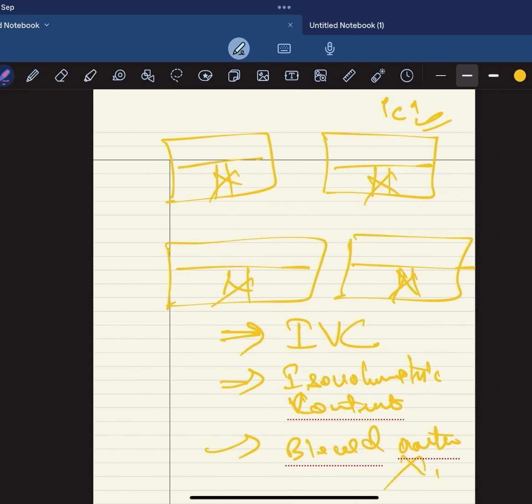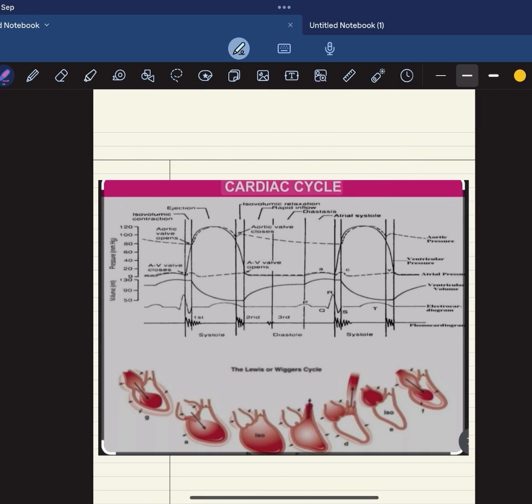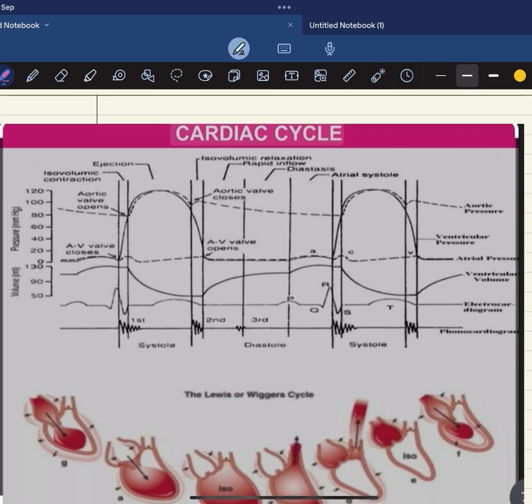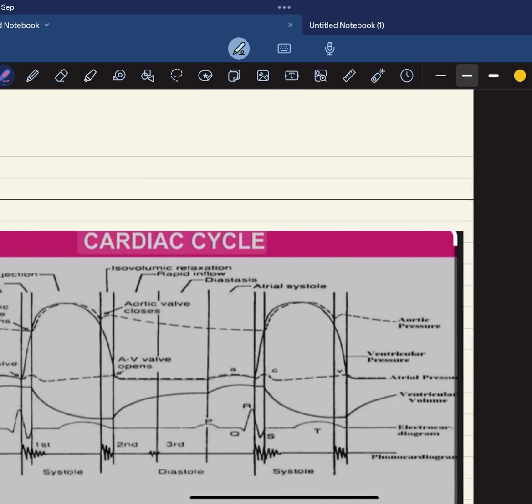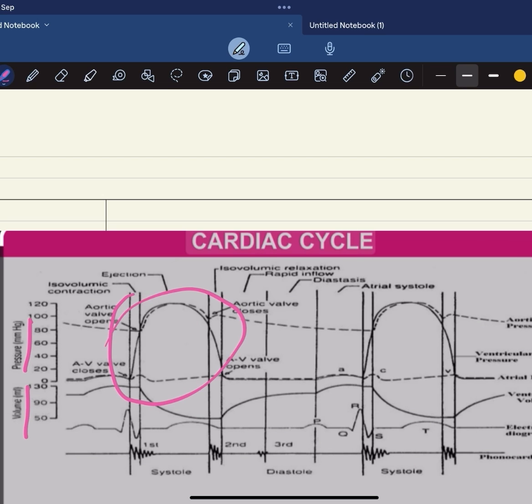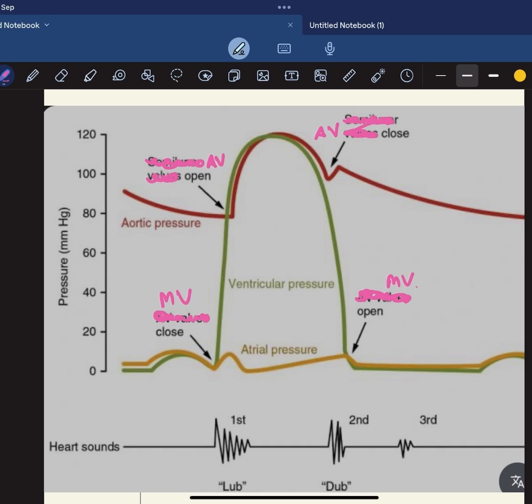Okay, so let's see the Wiggers diagram now. Let's further simplify this complicated topic. In the Wiggers diagram, we can see that this is the volume loop and this is the pressure graph. Here also we can use this mnemonic COCO MAM. So this is the graph. This portion of the graph has been given here, and it has further been simplified.